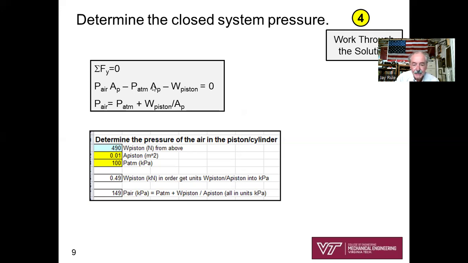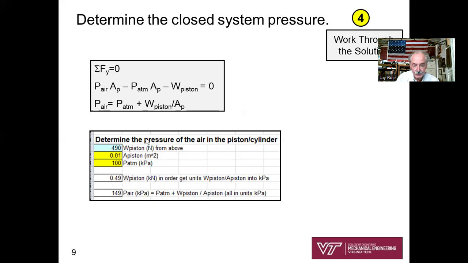P of the atmosphere times A of the piston, and the other downward force is minus W of the piston, which I've already gotten. Okay, so now I can solve for P of the air, which is P1 and P2. My nomenclature is P air equals P1 equals P2. I'm solving one equation and one unknown for P of the air. So it's P of the atmosphere plus W of the piston over A of the piston.